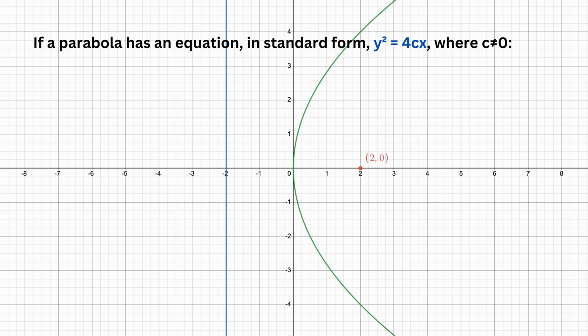So if the parabola has an equation, in standard form, y squared equals 4cx, where c is not equal to 0, then the vertex is at the origin. c is the distance of vertex to focus, that is positive if the focus is to the right, while negative if the focus is to the left of the vertex.